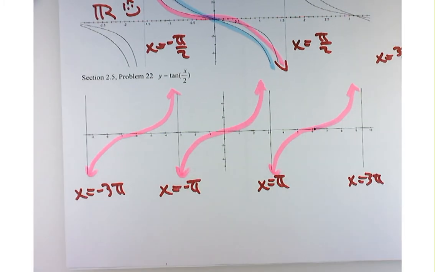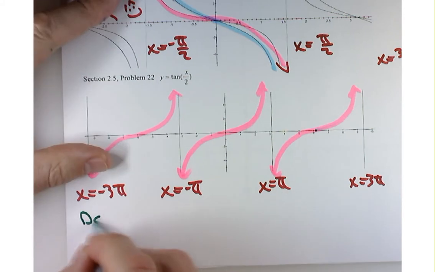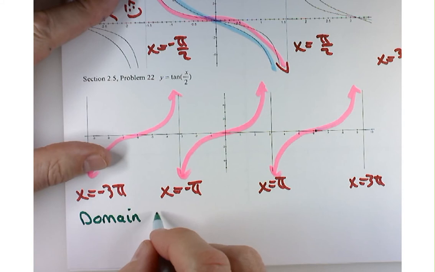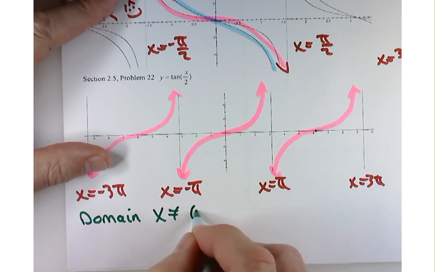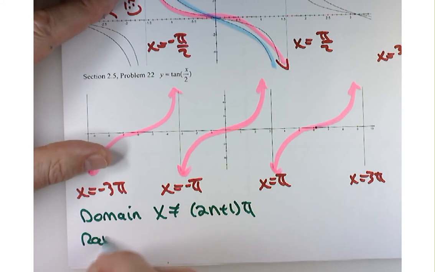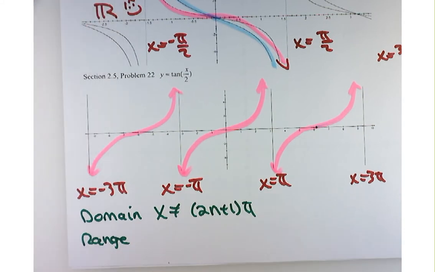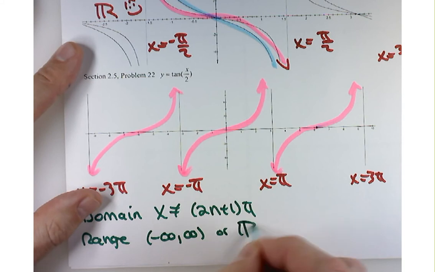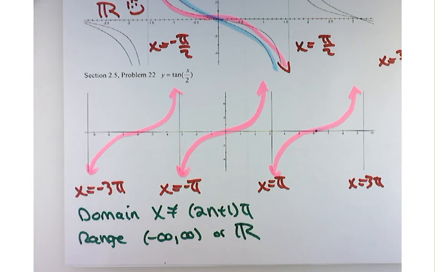The domain is everything except odd multiples of pi. So it's going to be x not equal to 2n plus 1 times pi. How about the range? What's the range going to equal? Yeah, all real numbers. Negative infinity to infinity, or script R. Beautiful.